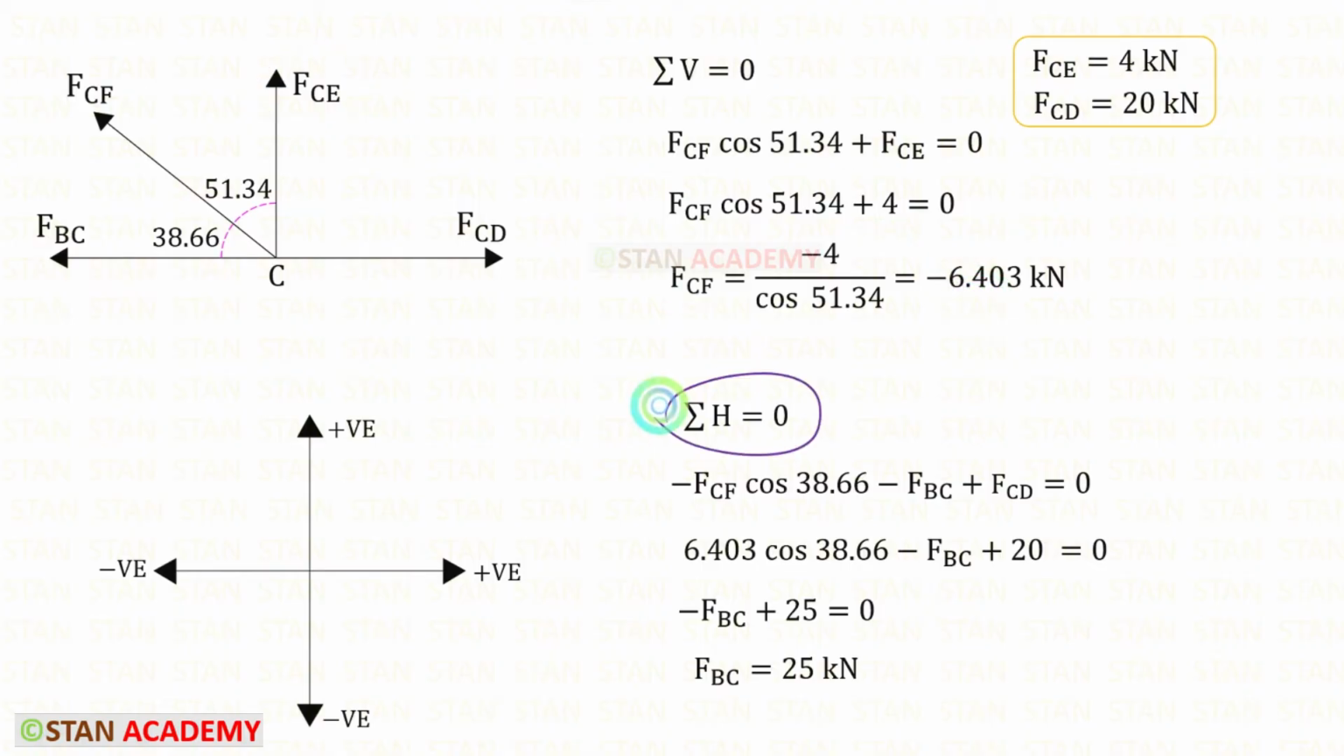Now let us apply this rule. FCD is acting towards the right side, so it will be positive. FBC is acting towards the left side, so it will be negative. FCF is inclined. We have to resolve that in the horizontal direction. To keep it horizontal, we need this angle. So with the FCF, we have to multiply cos 38.66. Since it is acting towards the left side, it will be negative. We can apply the value of FCF. Here already there is negative, so negative into negative, it will become positive. And let us apply the value of FCD. For FBC, we will get 25 kilonewton.